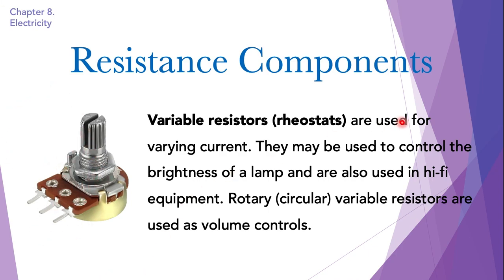So rheostats are used for varying current, variable resistors as their name implies. They may be used to control the brightness of a lamp and are also used in hi-fi equipment. Rotary variable resistors are used as volume controls. Like you can see here, we have a circular variable resistor. So they're used as volume controls. They basically vary the current.